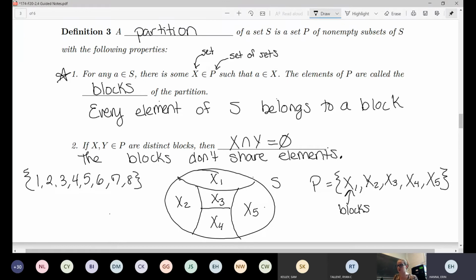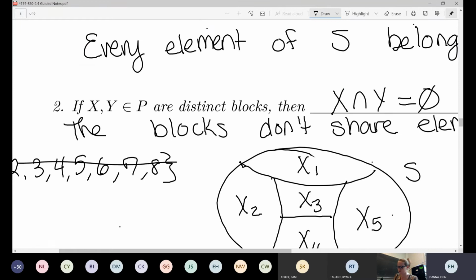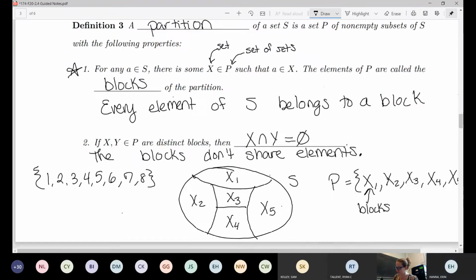If it'll catch up to me. Whoa, hello. There we go. It always freaks me out when it zooms in.